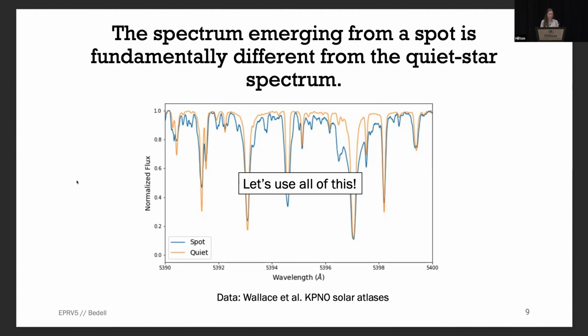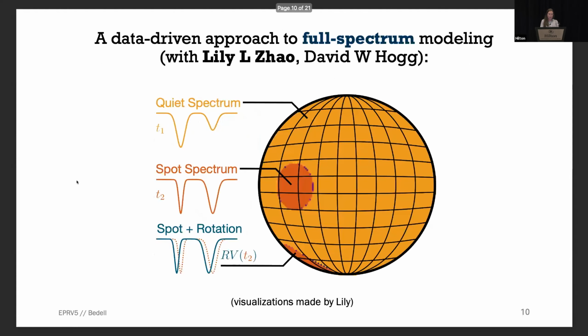So let's make use of all of it. Why not? If we expect that the spectrum that we're receiving is a combination of spectra that arise from a set of different components on the surface of the star, for example, a quiet spectrum and a spot spectrum, and the Doppler shifted version of the spot spectrum as it rotates across the star, that makes a pretty straightforward prediction that the data can be represented in a low dimensional latent space.